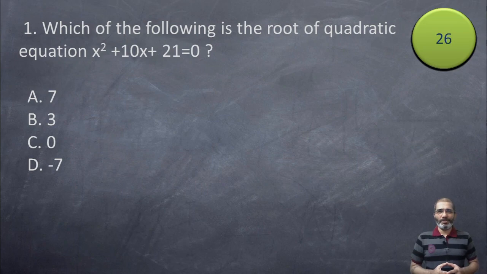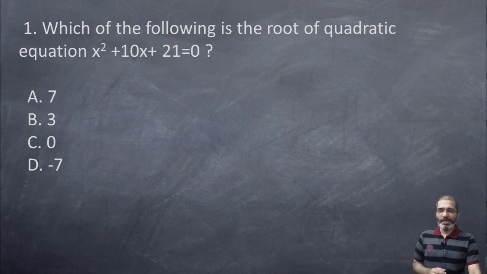Which of the following is the root of the quadratic equation x square plus 10x plus 21 equal to 0? To find the root. Last 5 seconds. Time up, students. So the correct answer is -7.